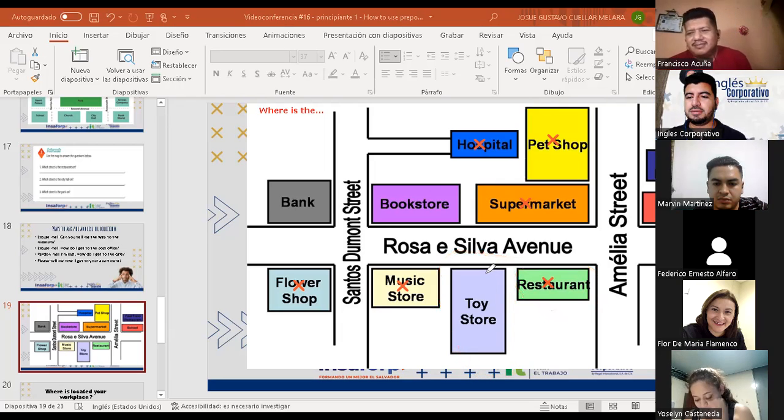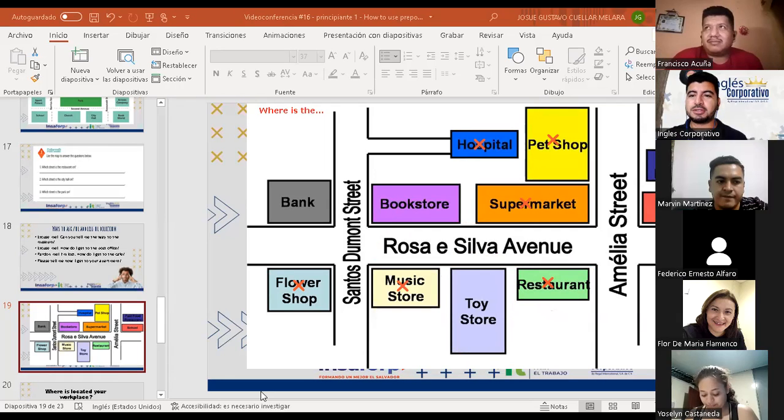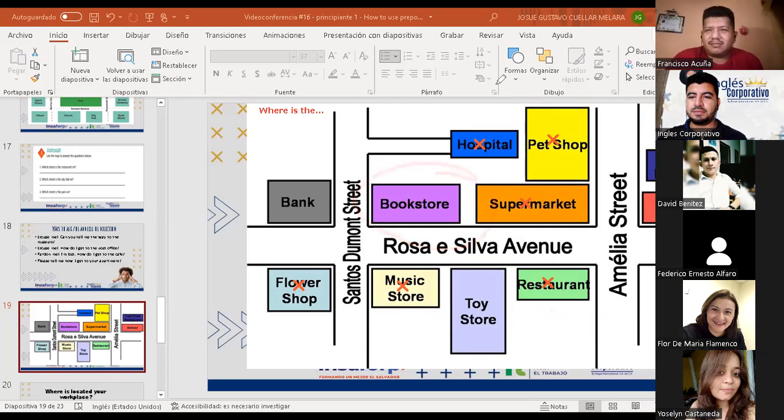On Rosa Silva Avenue. That's nice. Thank you. Okay, ahora le voy a preguntar a alguien más. Le preguntamos a David, where is the bookstore, David? The bookstore is on Rosa and Silva Avenue, next to the supermarket. Perfect. That's it. Thank you.